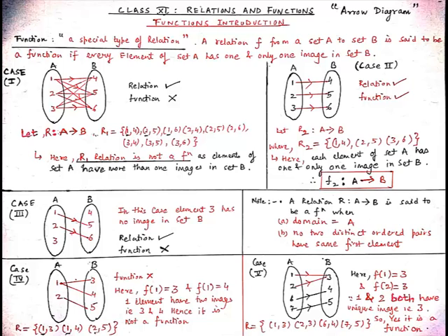As per the definition, a relation f from set A to set B is said to be a function if every element of set A has one and only one image in set B. To understand it in detail, I have drawn 5 cases by an arrow diagram. So after this video, you will never get confused between relation and function.